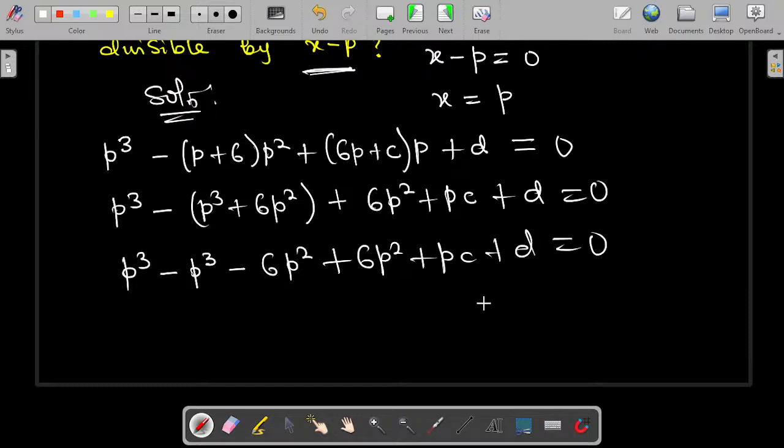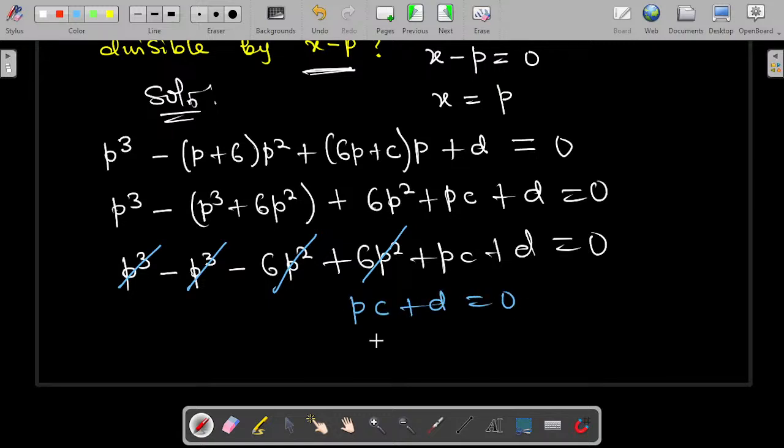This is so beautiful. Whenever we give you problems in maths, just know that we have solved it and we know what it's going to look like. You see what will happen now. You see all these things are going to cancel out. P cubed will cancel minus p cubed. Minus 6p squared will cancel plus 6p squared. And you are just left with only this small thing. So you just have pc plus d is equal to 0.